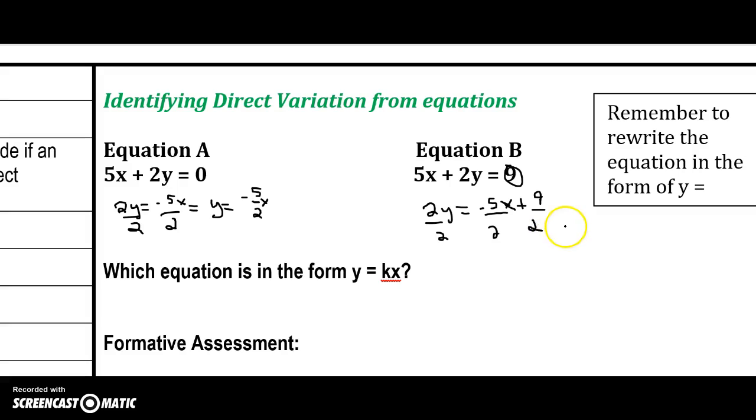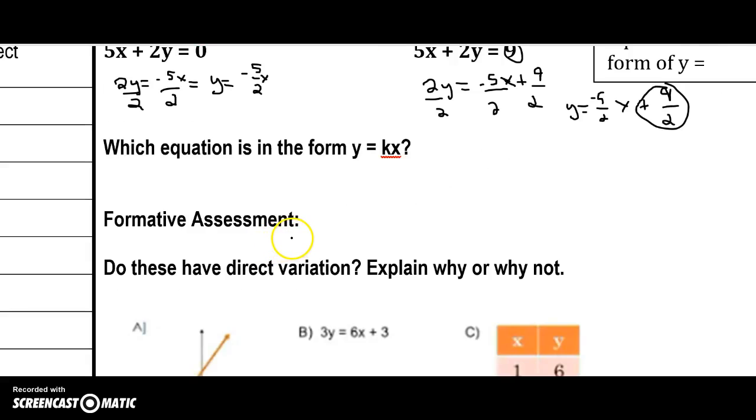My new equation is going to be y equals negative 5 over 2 x plus 9 over 2. This is in the form of y equals mx plus b. It is not direct variation because of the 9 over 2. All right? Oh, that was great.